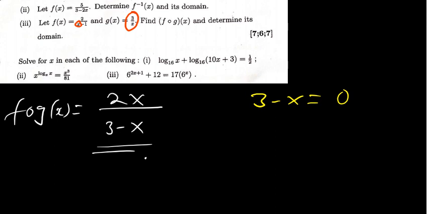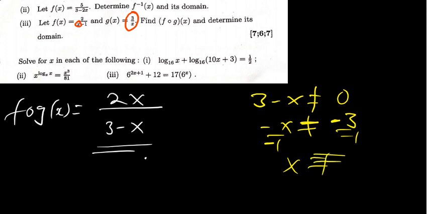Or not equal to 0, sir. Not equal to 0. Then we do what? We take 2 to the other side. We divide by negative 1. X is not equal to what? 3.